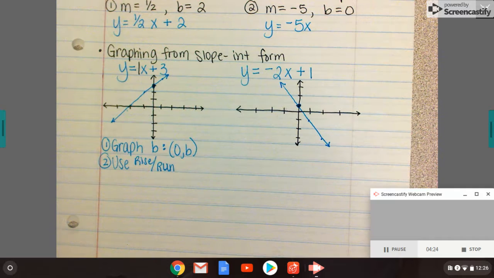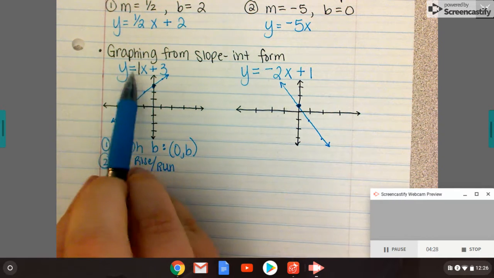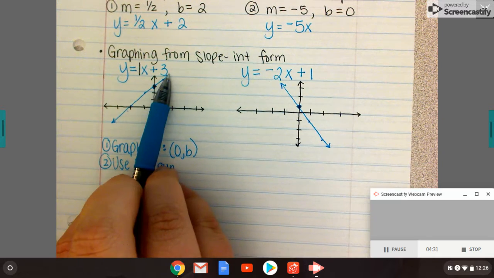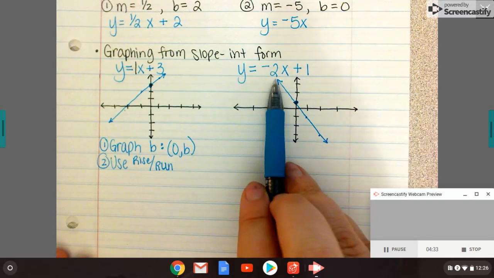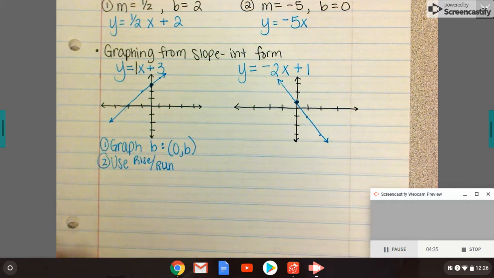So there we go. Notice too, stepping back, thinking about slope from last section, our slope is 1, it is positive, and it's going up, so that looks good. Our slope here is negative, and it's going down, and it's a little bit steeper than the first. So those look reasonable to us.